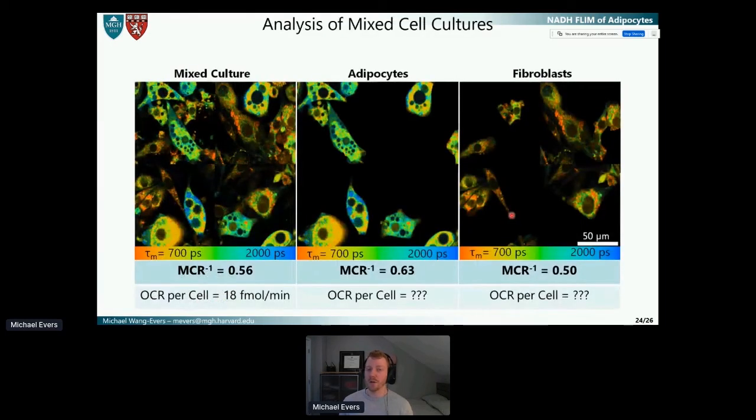Another really neat thing about having this visual information is that you can analyze mixed cell cultures, which is very difficult with the flux analyzer. You can look at the overall oxygen consumption rate of a mixed cell culture, but obviously each part of the cell culture will have different metabolic activities, and that you can easily distinguish with FLIM. And we can look at our metabolic ratio, and we can see it for both the fibroblasts and adipocytes, but we cannot see that, for example, with the flux analyzer, which is a big advantage.